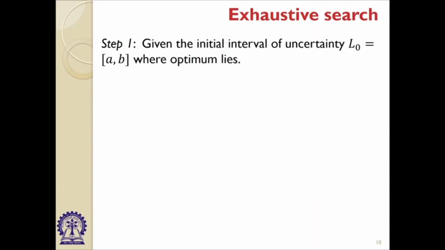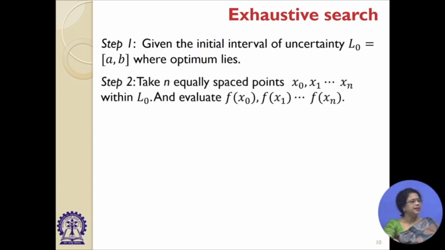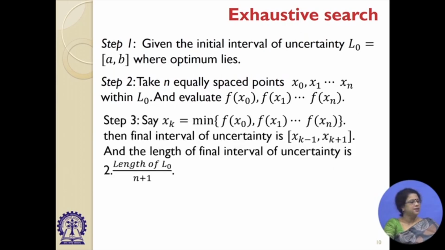Now, here the initial interval of uncertainty L naught is given from A to B, where the optimum may lie. Then we will take n equally spaced points, okay, x naught to x n in between. Then what would be each step length? Rather, the interval size, it would be 1 by n plus 1. Okay. Now, if I proceed like this, since we are searching for the minimum value, we will find out the functional value at x naught, x1, x2, x3 up to xn. Then at B, we are getting total how many points? n plus 1 plus 1, that means n plus 2 points will get the functional value.